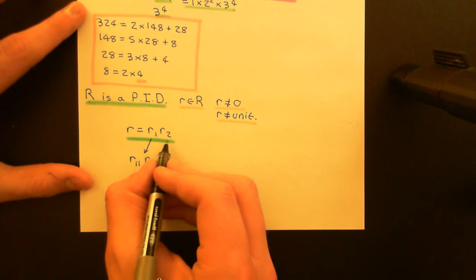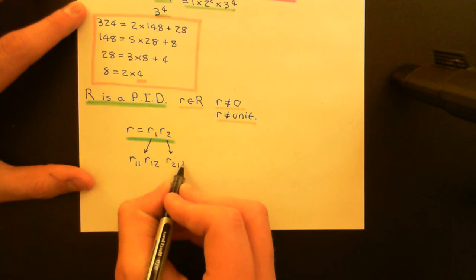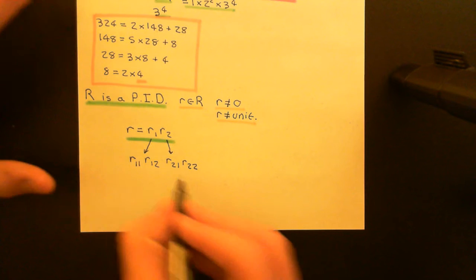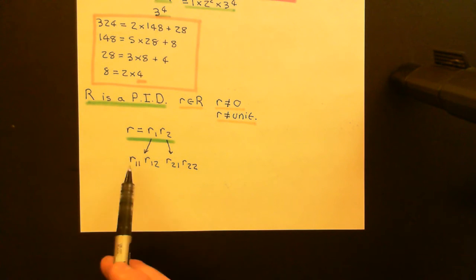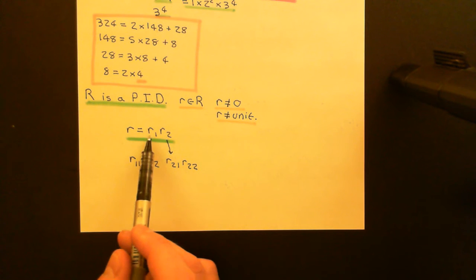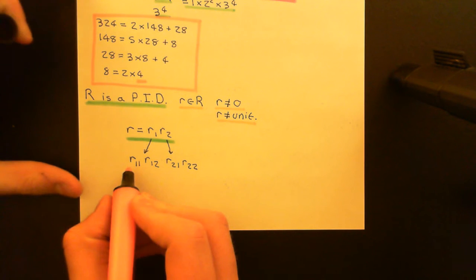And of course, if R2 is reducible, then you'll also be able to do this for R2. So you'll turn it into R21 times R22. Now you've got a product of 4 things that is going to equal R, and all of these will be non-unit elements if both of these were reducible. And you just continue on like this.